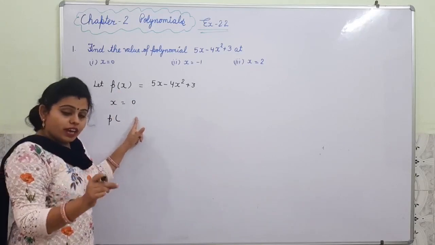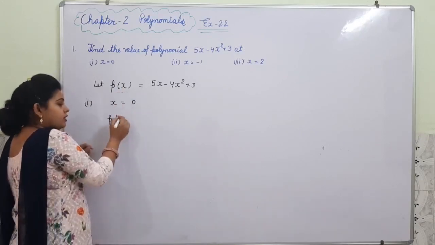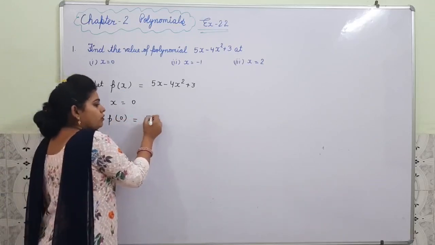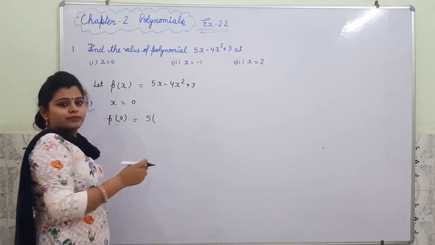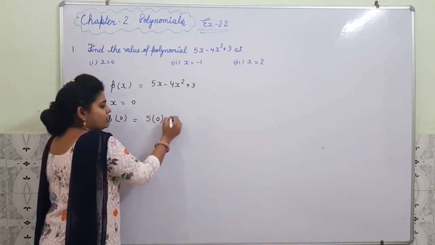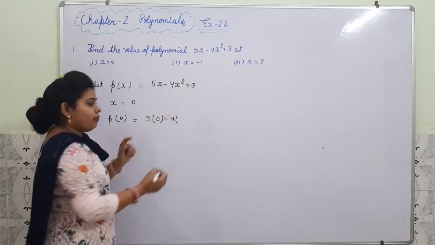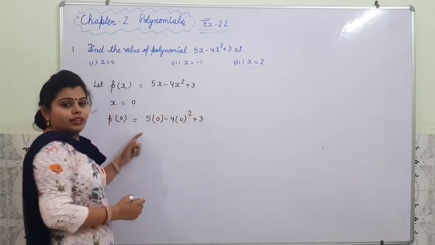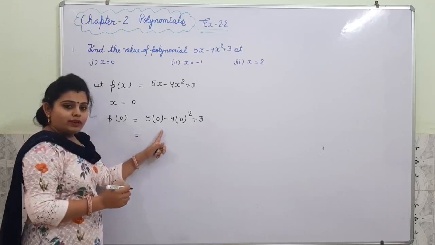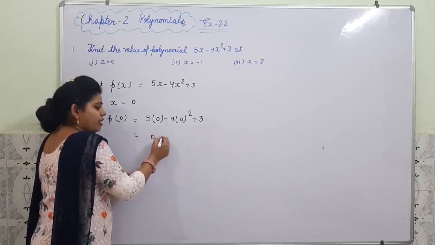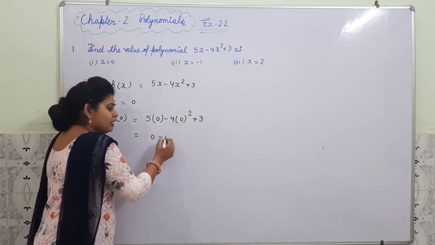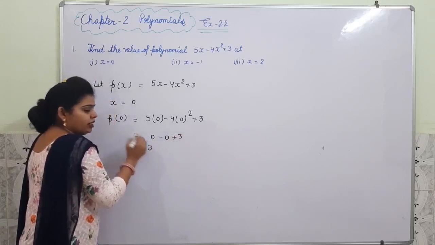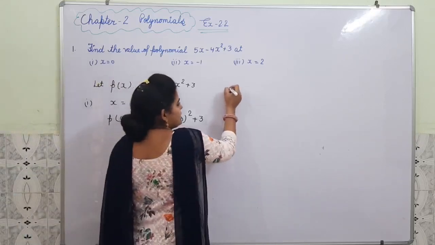जहाँ भी x है हम वहाँ क्या करेंगे? 0 पुट करेंगे. Where x is here, we will write 0. P of 0 is equal to 5 into 0 minus 4 into 0 square plus 3. Now 5 multiplied by 0 is 0, minus 4 multiplied by 0 is 0, plus 3. When we solve it, what we will get? 3.